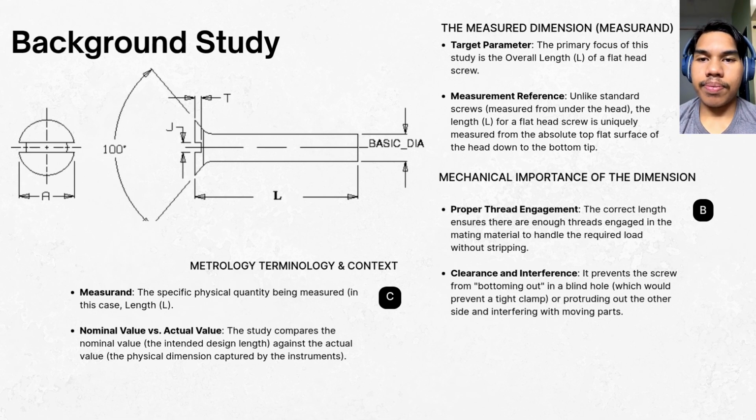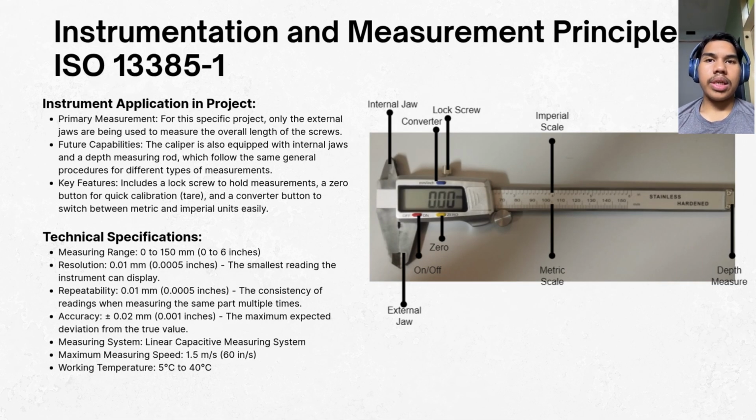So moving on. Now we go to the instrumentation and also the measurement principle. For our case, we are basing on ISO 12385-1. For the application of the instrument in the project right now, as you can see, it has the internal jaw, the external jaw, and also the on-off, zero, and so on. The primary measurement for this project, we only measure with the external jaw to measure the overall length of the screw. And for future capability, we will use the caliper.